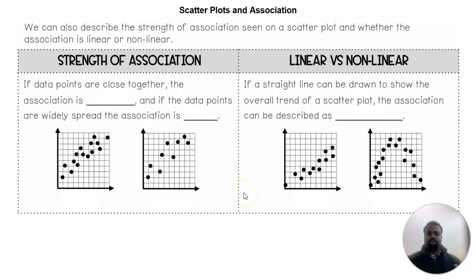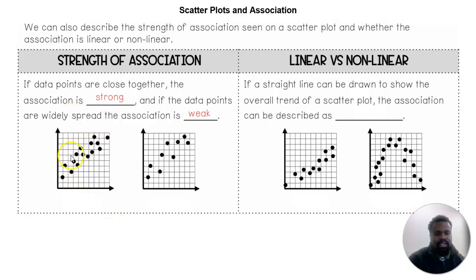Now let's look at strength. All right. Strong association, negative association. So when you're looking at strength, you're looking at how clustered they are, how close the points are together versus how spread out they are. The closer the points are together, the stronger the association. The more spread out the points are, the weaker the association.